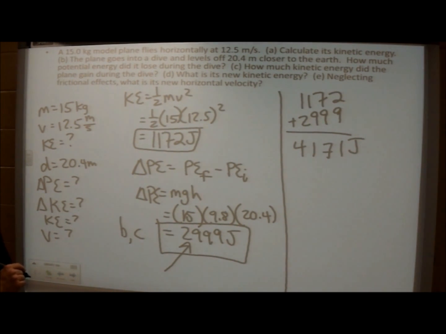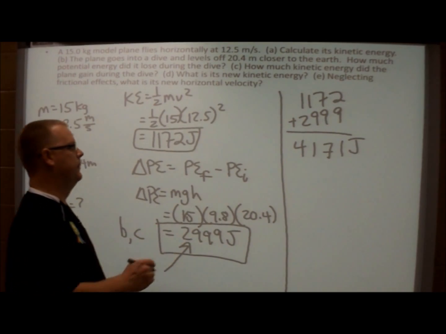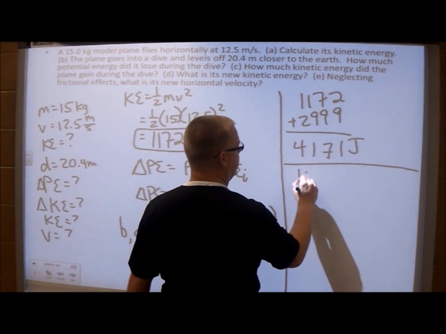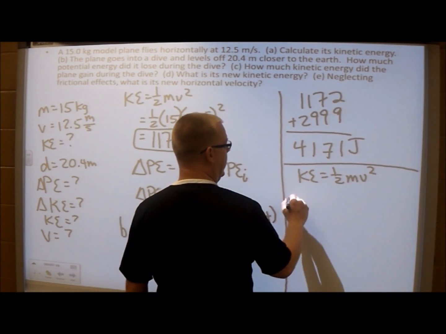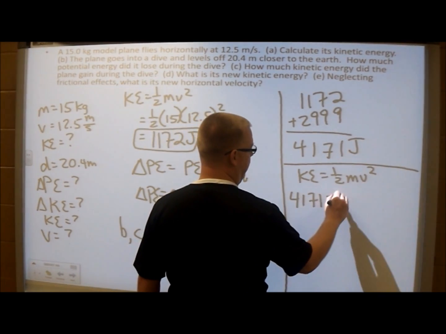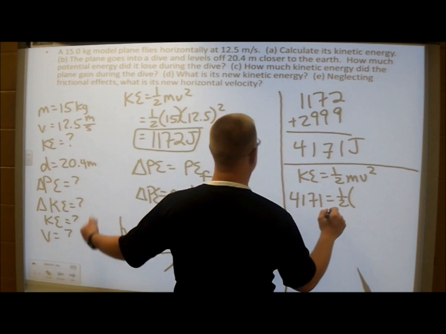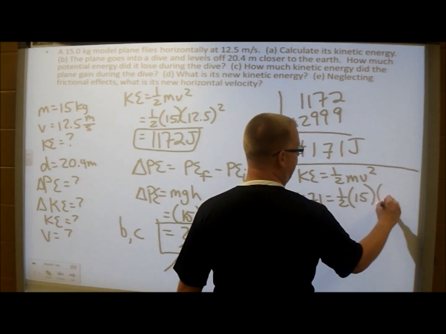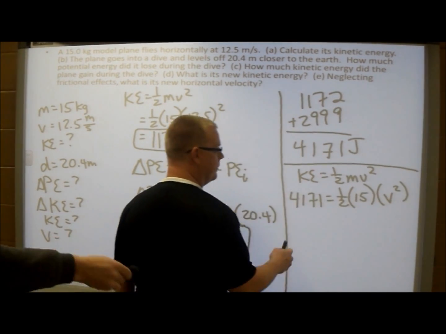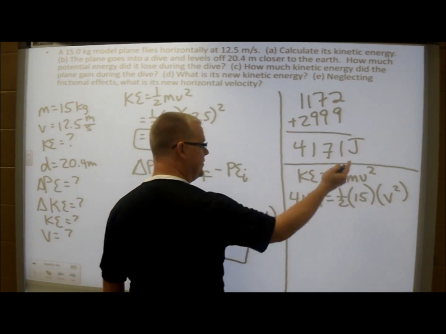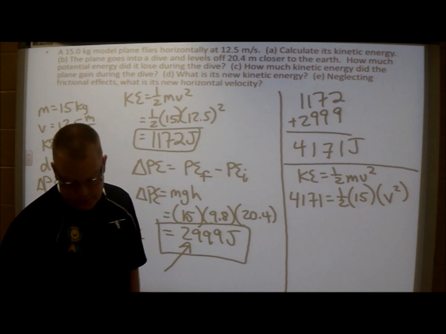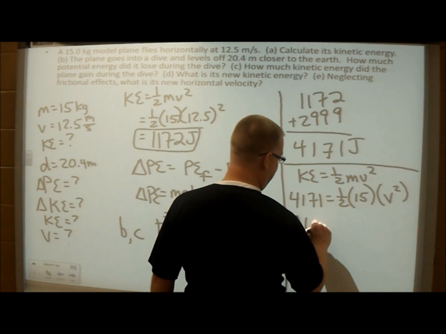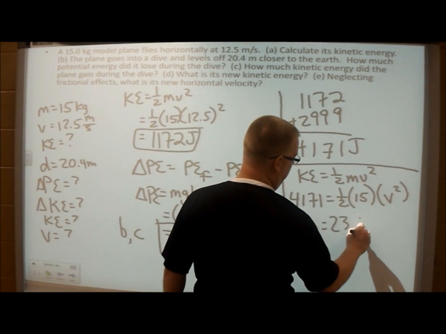E, neglecting frictional effects, what is the new horizontal velocity? Well, we're going to use the kinetic energy. The kinetic energy is 4171. The mass is 15 kilograms. Then I've got v squared. Multiply by 2, divide by 15, take the square root, and our new velocity is going to be 23.6.